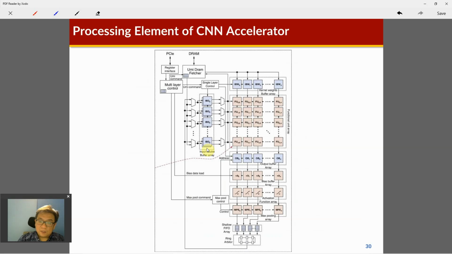And then this architecture shows the processing element of the CNN accelerator, and you can see that this weight buffer is here, and then you can find the buffer for the input data, and then it's a functional unit. What is the functional unit? It's a multiplication of the element between input data and the weight, and then you can find some additional functions and function units here. Okay.